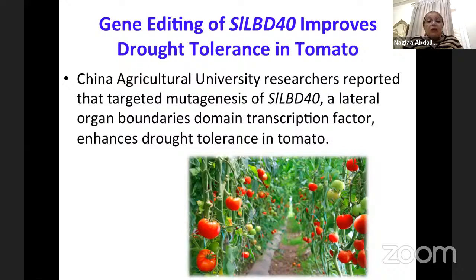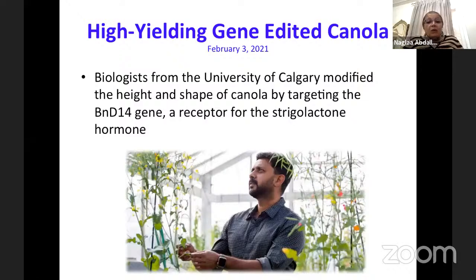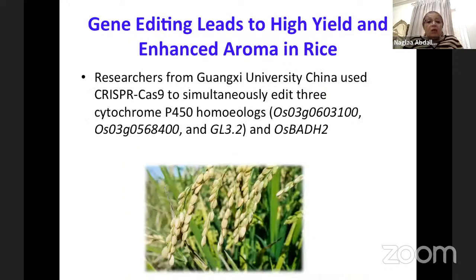Also, we have drought-tolerant tomato. It's already there by mutating a specific gene that allows the plant to tolerate drought in tomato. It's not the stomata gene which allows drought tolerance. It's another kind of gene. We have genome editing for canola to increase the yield. This was published in 2021. And also we have high yield and enhanced aroma in rice by editing 3 genes.